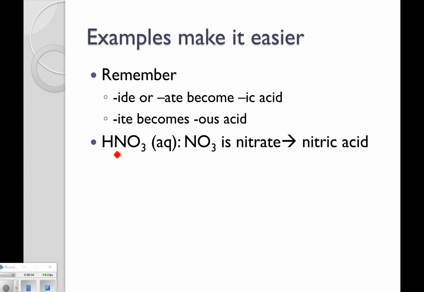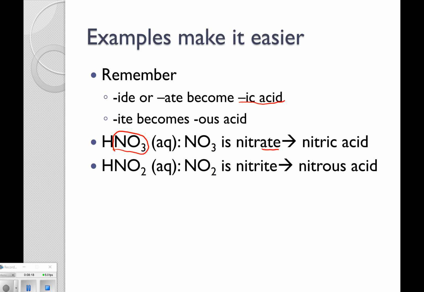So HNO3 contains a nitrate polyatomic ion ending in ATE. So therefore, we're going to use the ic acid. So we get nitric acid. HNO2 contains a nitrite ion, which ends in ITE. So therefore, we add the ous acid to the end of it. So we get nitrous acid, nitric and nitrous. And if we trace this back, the only difference here is that one of these has 2 oxygens and one of them has 3 oxygens.